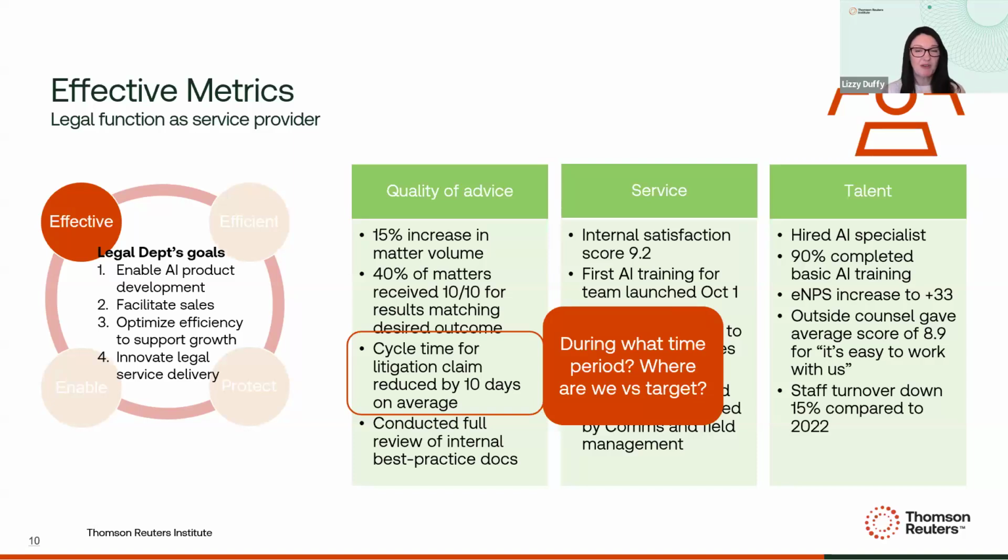Then we've got another great result here. So the cycle time for our litigation claims has reduced by 10 days on average. Well, that's trending in the right direction, but what we don't know is where did it start? So has it reduced from 16 days down to 6 or from 150 down to 140? And those are quite different magnitudes of acceleration.